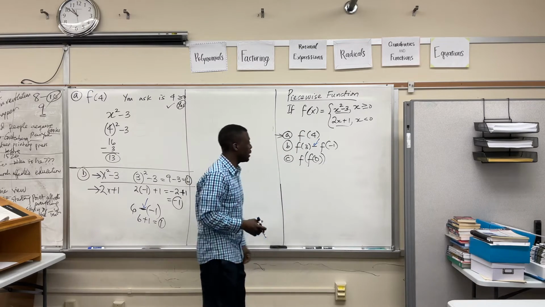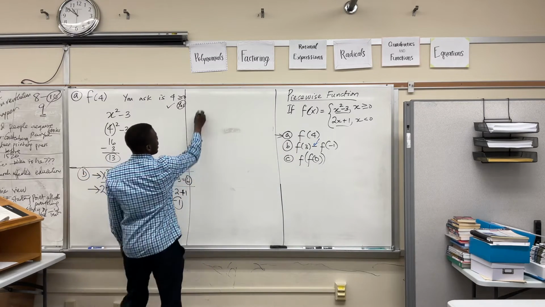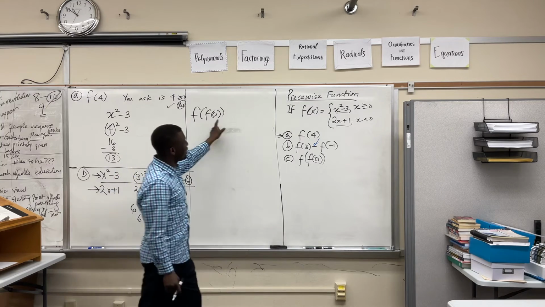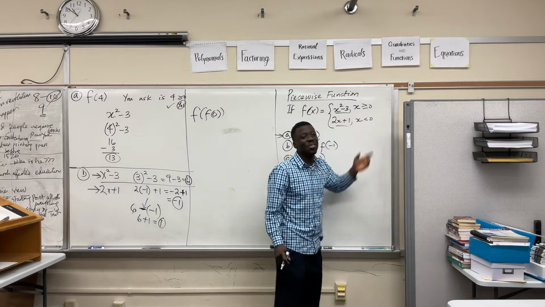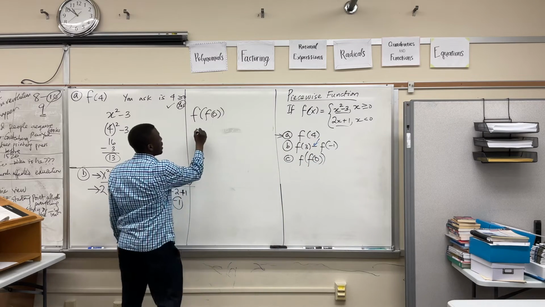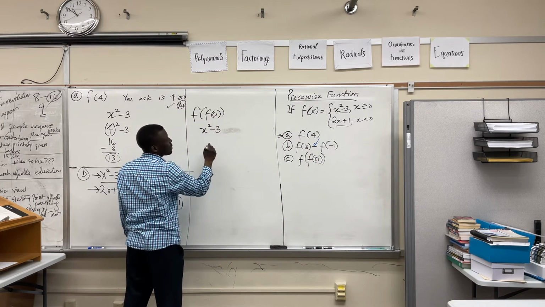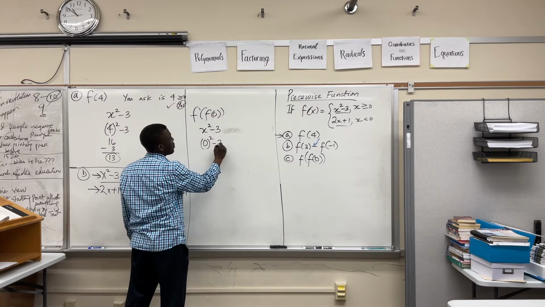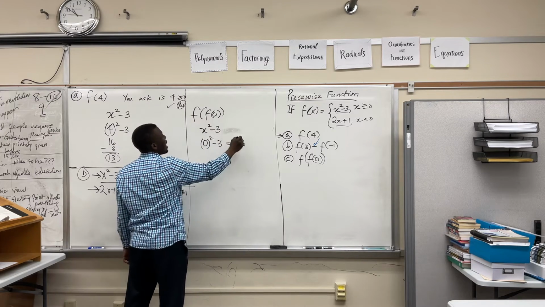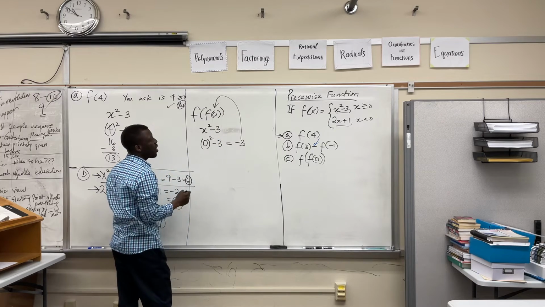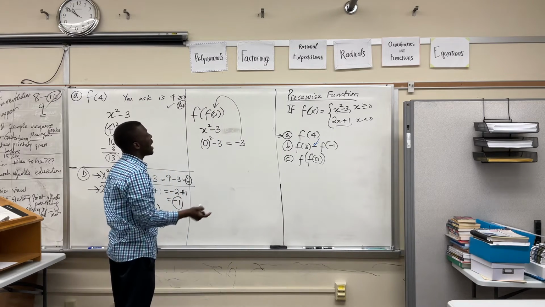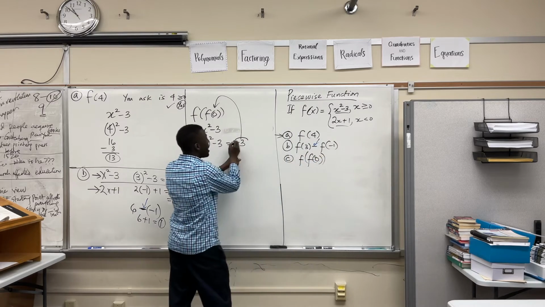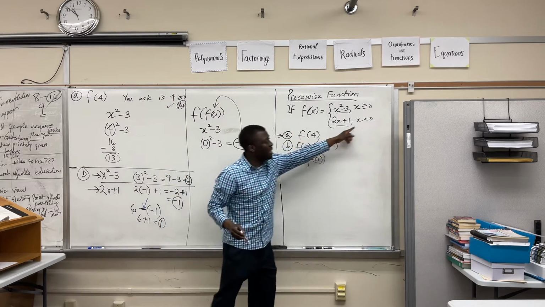Let's do one last one here. f of 0. So is 0 greater than or equal to 0? Yes. So then we use x squared minus 3, which becomes 0 squared minus 3, which is minus 3. That is this part of the function we just got. And then we substitute that back into 2x plus 1 because minus 3 is less than 0.